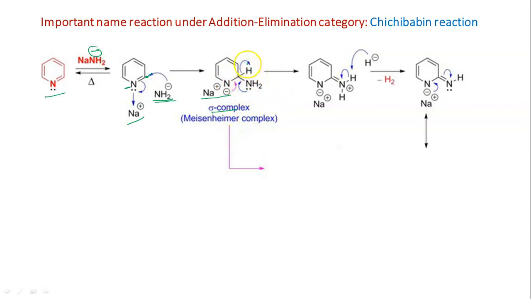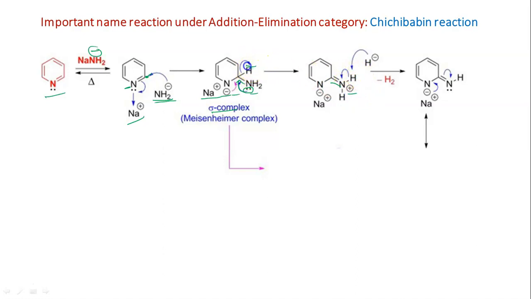Next, see, there are two colored arrows. This is the blue arrow and this is the pink arrow. First we will follow what is happening if we follow the blue colored arrow. So the lone pair over nitrogen is shifted here. We are getting a CN double bond. Nitrogen is positively charged. Fine.